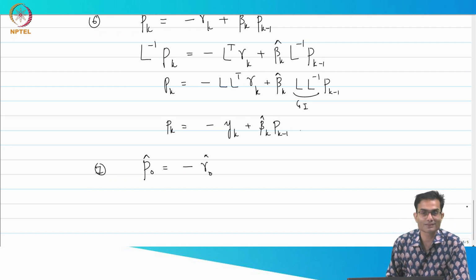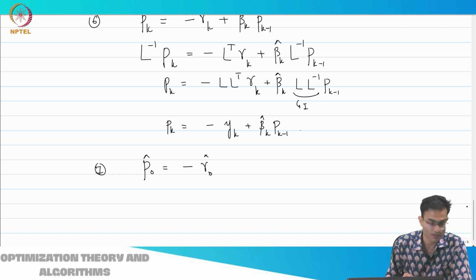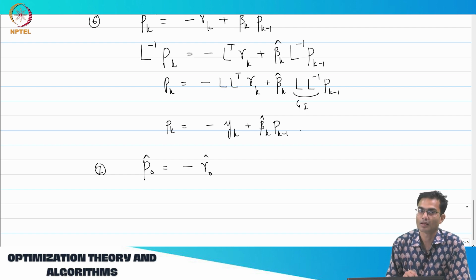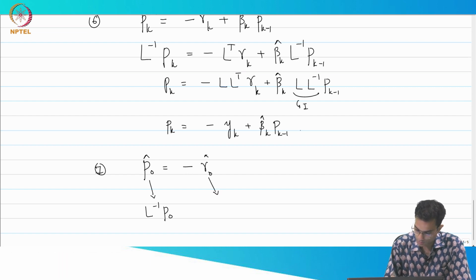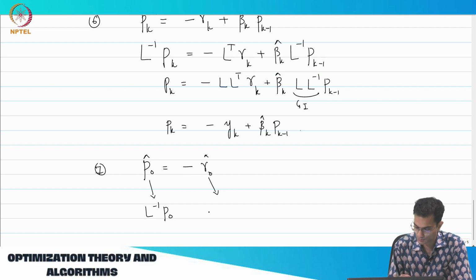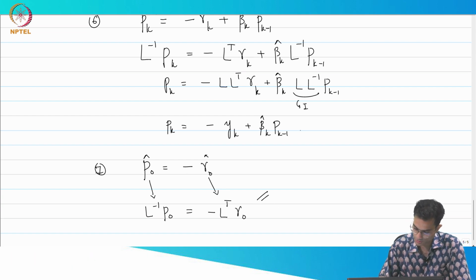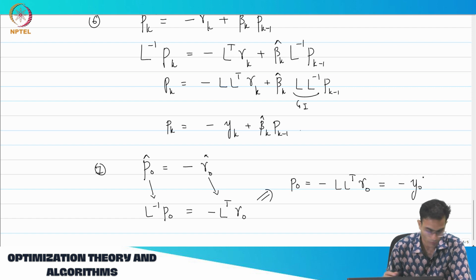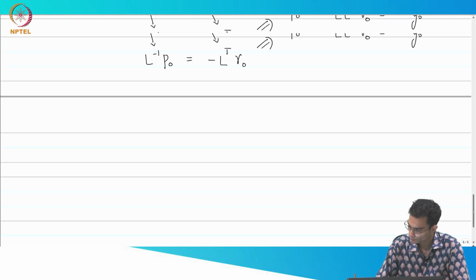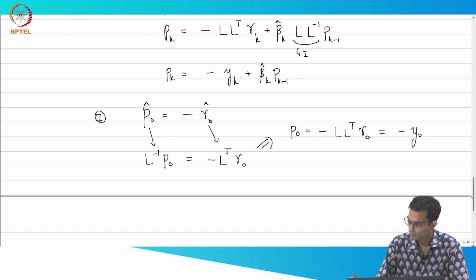Now, p0 hat is what in terms of the p0s? L inverse p0. And r0 hat is L transpose, so minus L transpose r0. So these are obviously equal. So this implies p0 is equal to minus L L transpose r0, there it is again. So this is minus Y0. So I have got my p0.